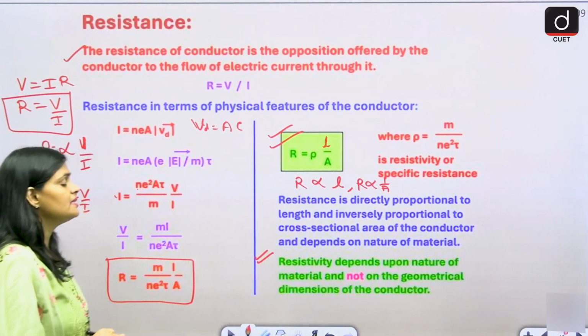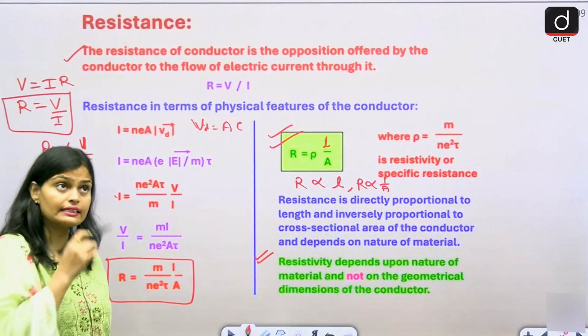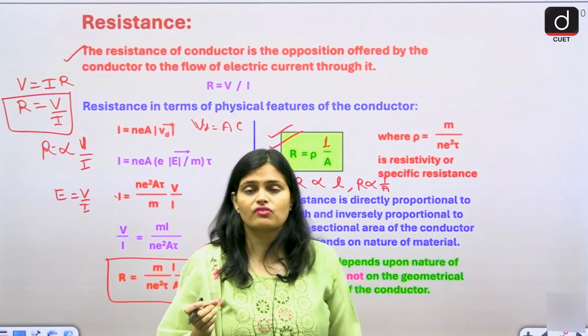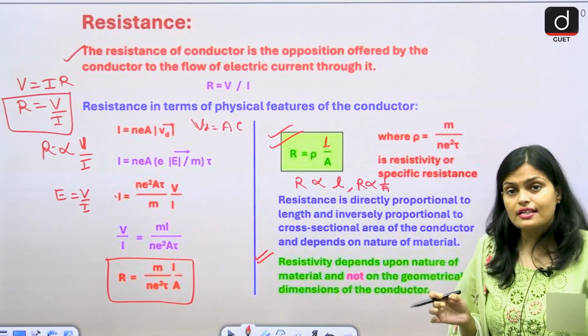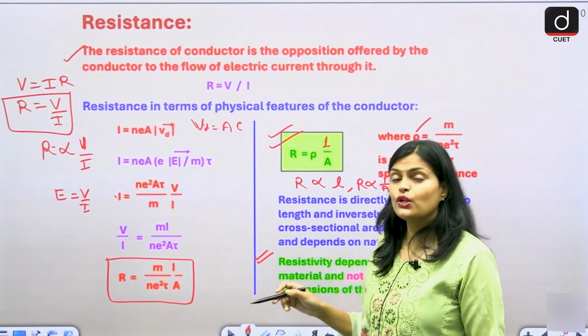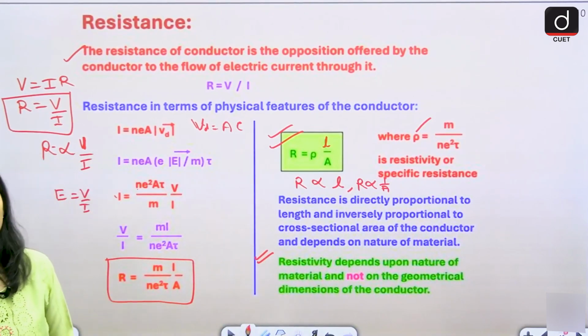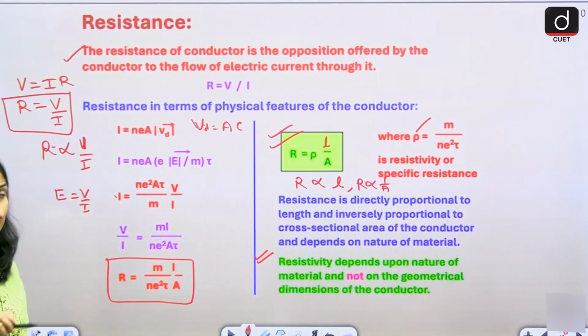Resistivity depends upon the nature of the material and not the geometry or dimensions of the conductor. So basically resistivity does not depend upon the shape of the conductor, whether it is a square shape or cylindrical or what. This rho is the resistivity, and rho depends upon the material. Okay, material like whether it is a conductor, insulator, semiconductor or what. So rho depends upon the material.